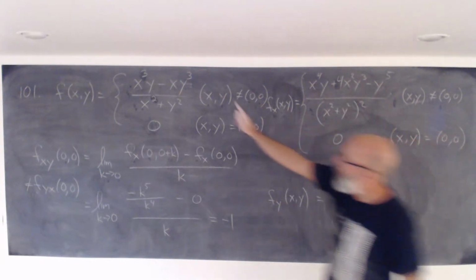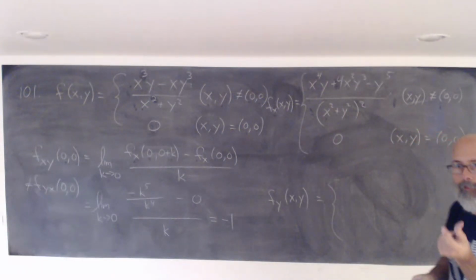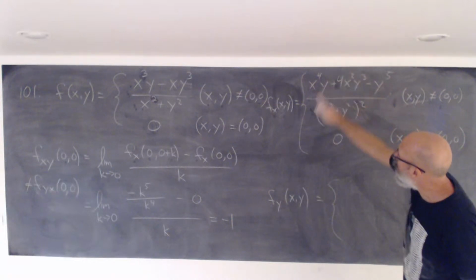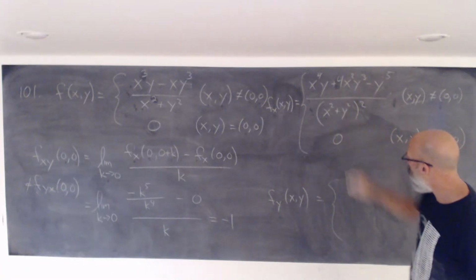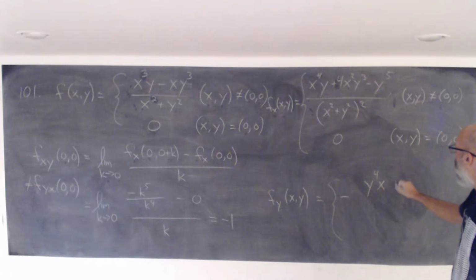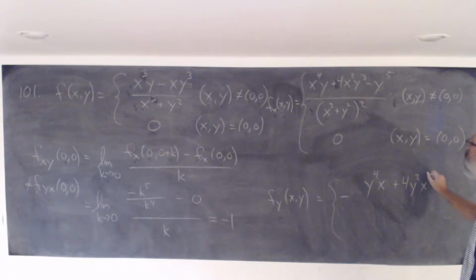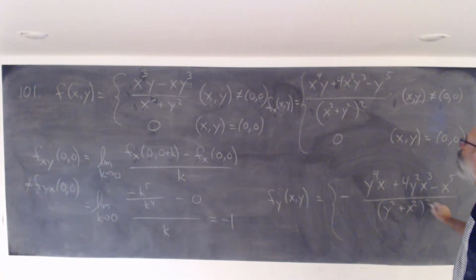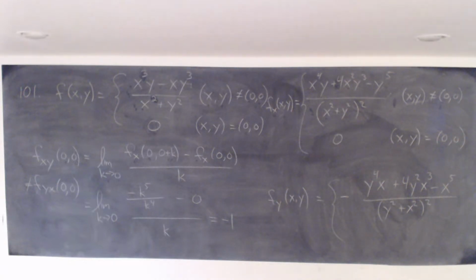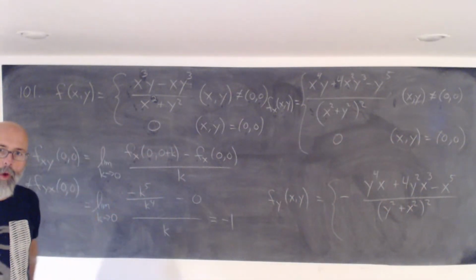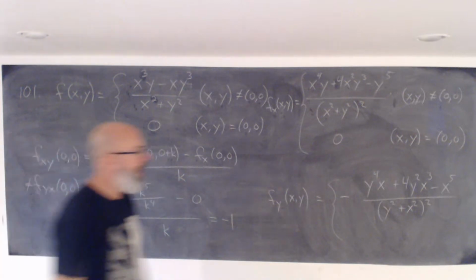So by this observation that if you interchange x and y, you get the negative, the derivative with respect to y is going to be the negative of this with the x's and y's interchanged. So it's going to be negative y to the 4 x plus 4 y squared x cubed minus x to the 5 over y squared plus x squared. You don't have to take my word for it. You can do it the long way and convince yourselves that that's what you get.